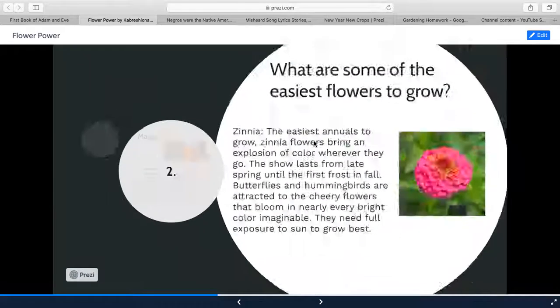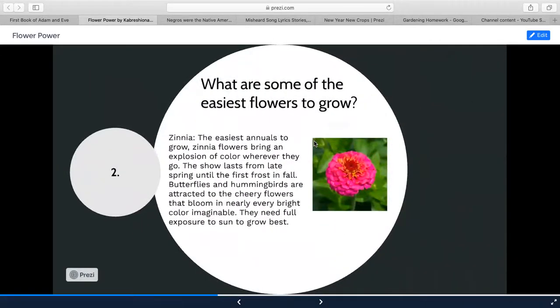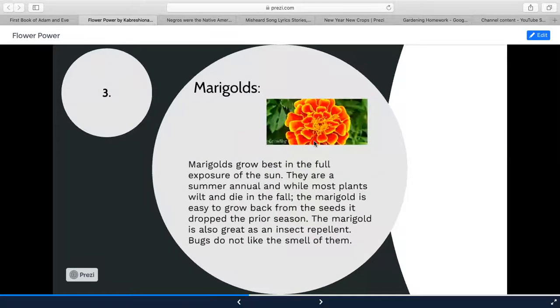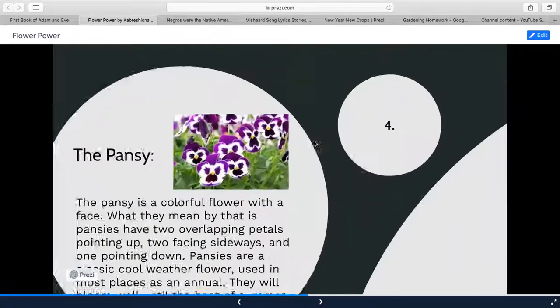So okay, back to the zinnia. This is the easiest one to grow. Just want to say that. We got the marigold. We got the pansy.